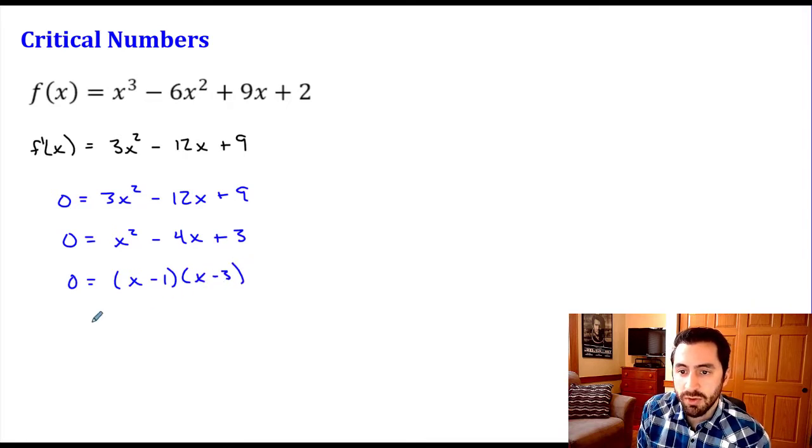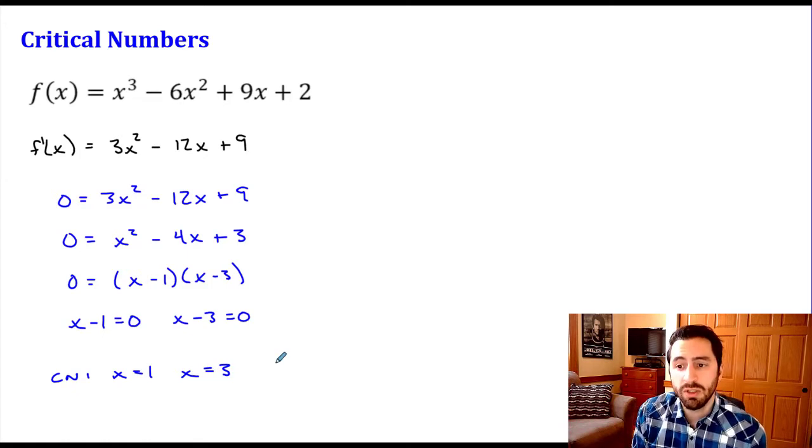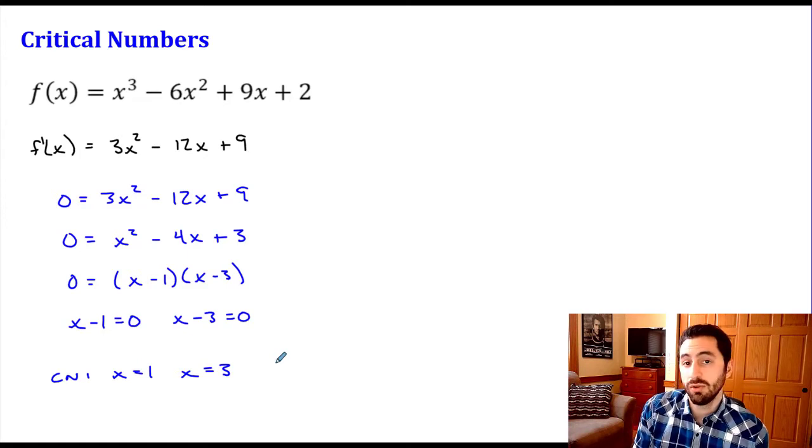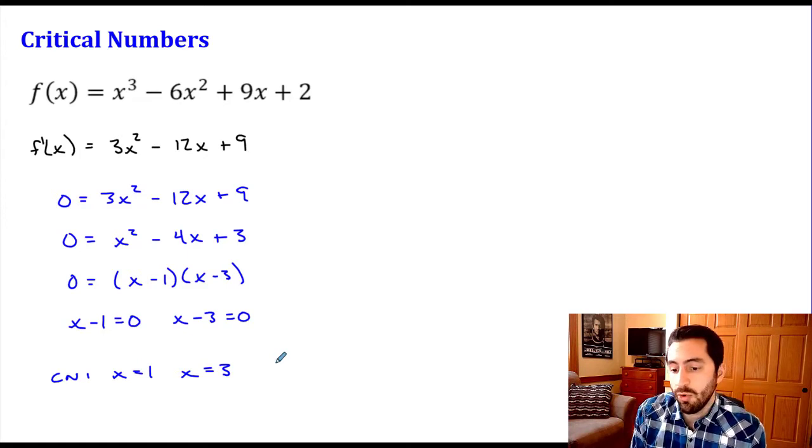And now setting both of these binomials equal to 0, either x minus 1 is 0 or x minus 3 is 0. So our two critical numbers, we have either x is 1 or x is equal to 3. So those are our two possibilities for local extrema. So one of these may be a local maximum, one may be a local minimum, or they might both be maxes or mins as well.